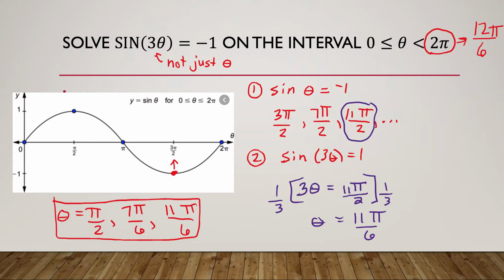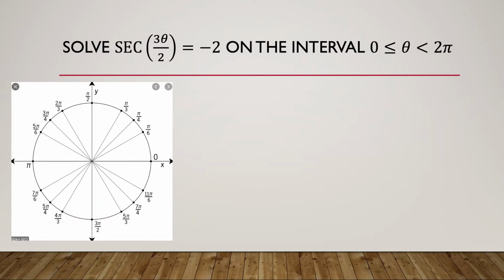All right, so let's try one more just to give you a little bit more practice with it. This one says that we have secant 3 pi over 2 is equal to -2. Again, first thing I want to do is take out the 3 pi over 2, just make it a theta, and look for some solutions.